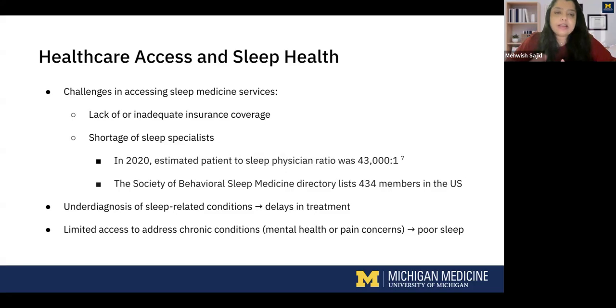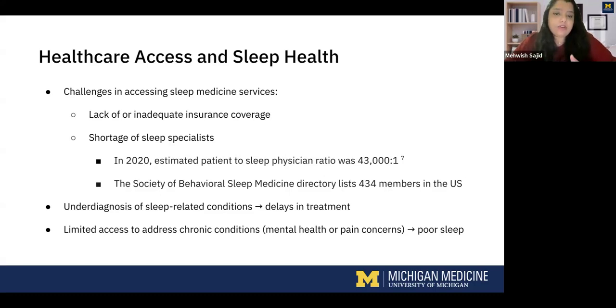to see their providers. These challenges might be from lack of insurance coverage from a patient standpoint or inadequate insurance coverage, especially for specialty visits. There's a shortage of sleep specialists, and to add to that, technologists, respiratory therapists, and the Journal of Clinical Sleep Medicine in 2020 actually published that the estimated patient to sleep physician ratio at that time was 43,000 to 1. So pretty profound, and the need is definitely there for more sleep physicians.